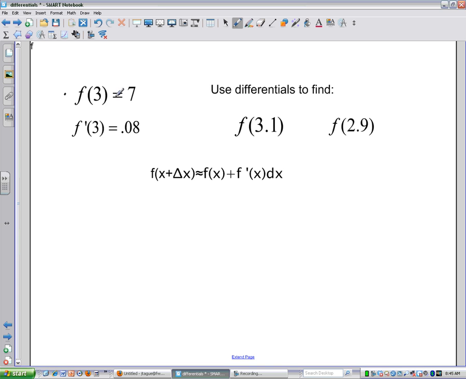Don't even need to know what the function is. I know the f of 3. I know the derivative at 3. What I want to know is what's the value of the function at 3.1. So we're going to use that local linearity to make it all work out.